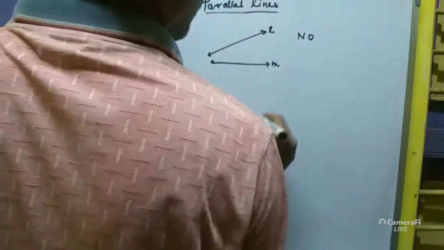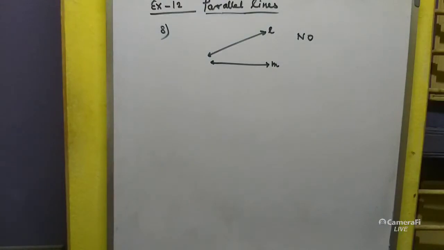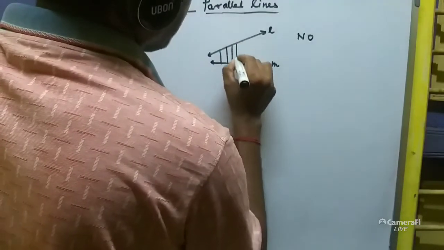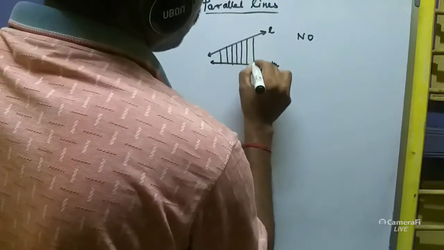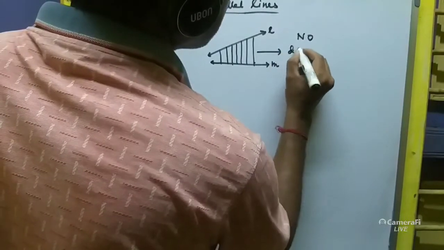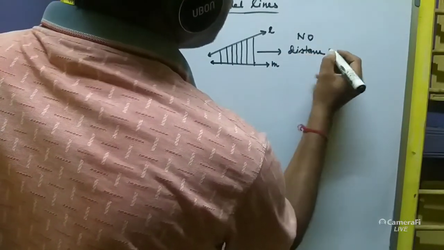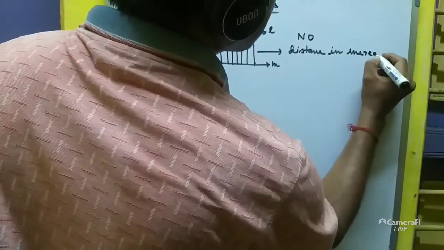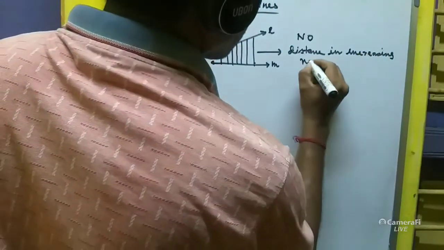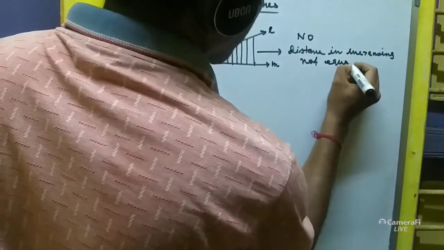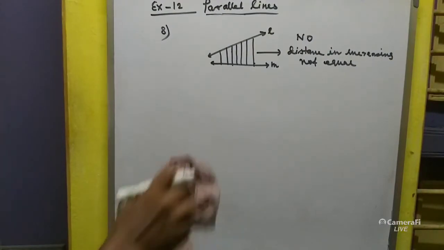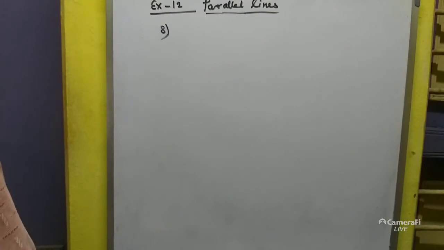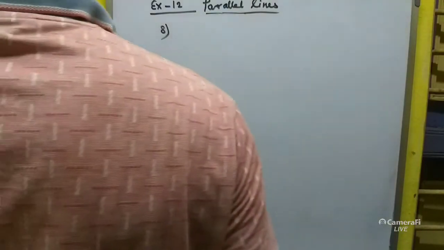No. The parallel line definition is that the distance between two parallel lines must be the same. Here the distance is not the same. Look at the distance, it is increasing, not equal. So they can never be parallel. So in this way you can say. Next question: two parallel lines are everywhere the same distance apart.